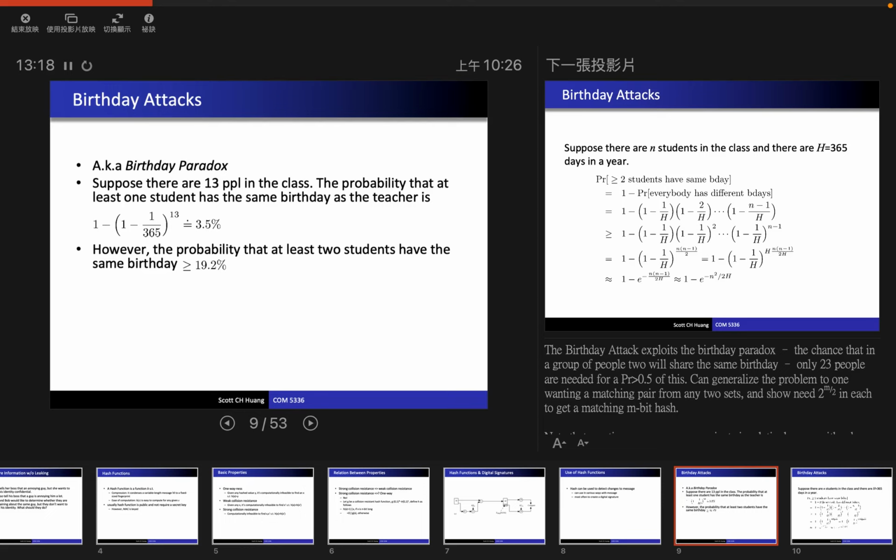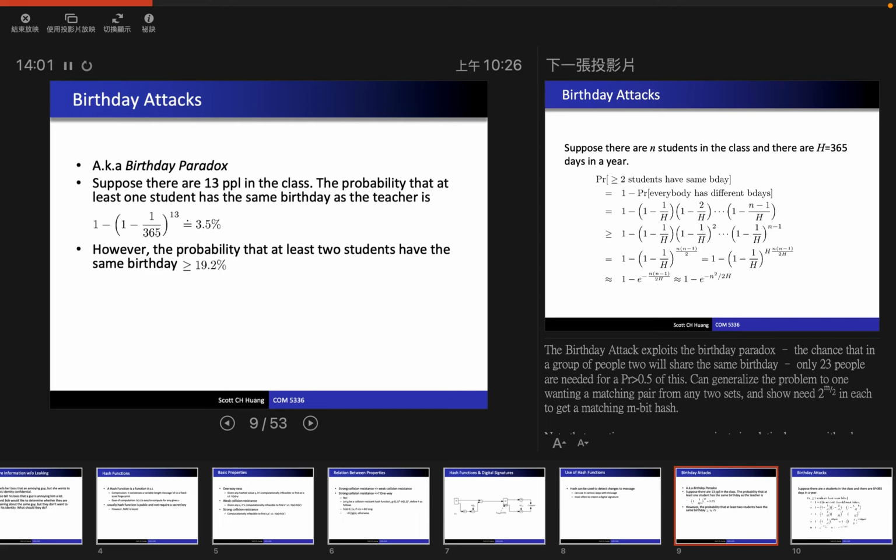Suppose there are 13 people in the class. The probability that somebody shares the same birthday with me is 3.5%. So it's low. If there are more people, then this probability will be a little higher. This corresponds to the weak collision resistance property. Somebody shares the birthday with me, and the probability is this, not too high. Right?